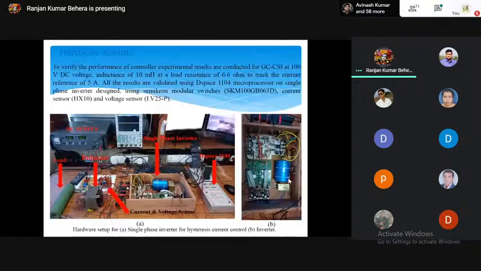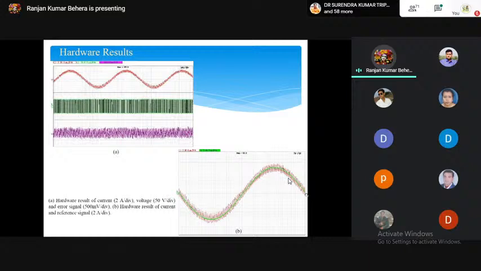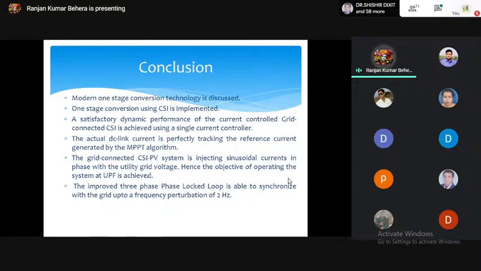Okay, filter. And this is the hardware module where we used the hardware setup. You have an input, then we have a current and voltage sensor, then we have an inverter feeding through this inductor to the grid. We used the Semikron IGBT, and these are the hardware results. You can see the current error, and you can see that the current is tracking according to the reference value of the current.